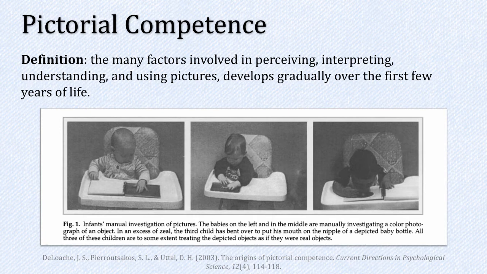Now you can see here in these pictures of infants, they are seeing pictures of real-world objects. What's interesting about them is the infant on the left and in the middle are actually trying to use their hands to pick up or manipulate the object shown in the pictures. And the child on the right is actually trying to drink from the bottle that he is seeing depicted in the picture. Now, I'm sharing this with you to emphasize the fact that children aren't born knowing how to understand pictures. It's something that needs to be taught over time.